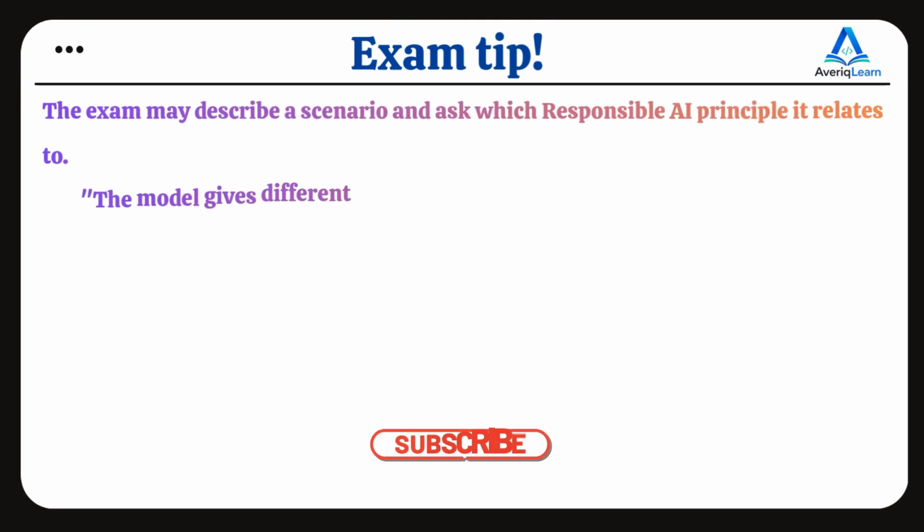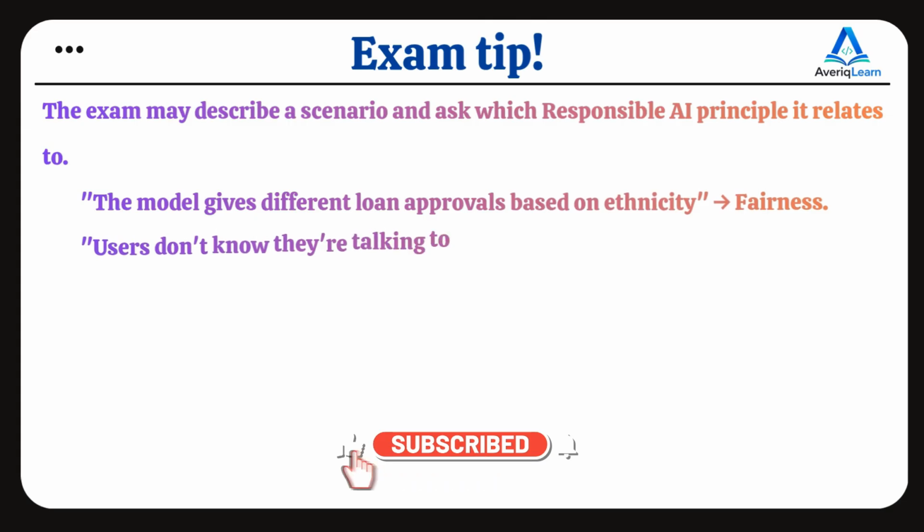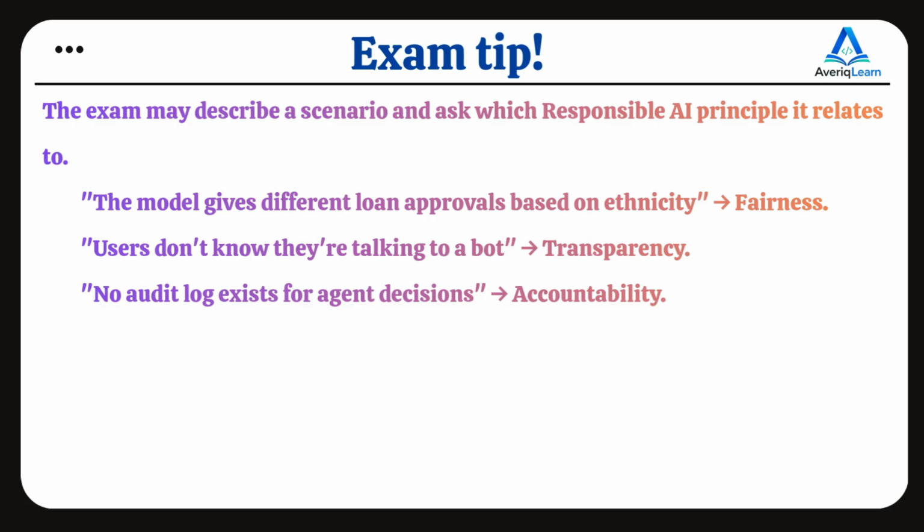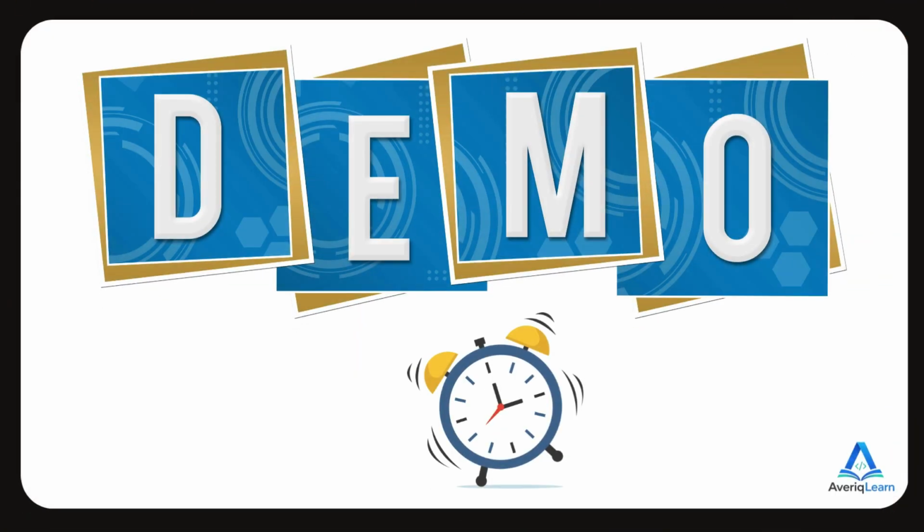1. The model gives different loan approvals based on ethnicity. Answer is fairness. 2. Users don't know they're talking to a bot. Answer is transparency. 3. No audit log exists for agent decisions. Answer is accountability. Now it's demo time.